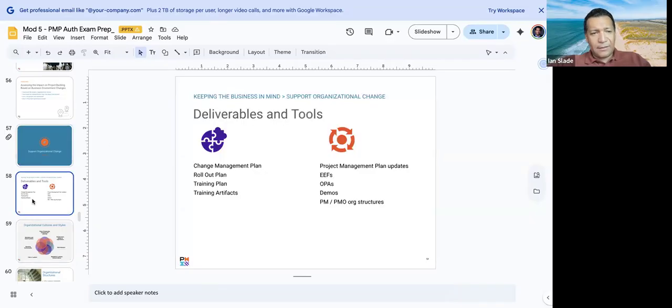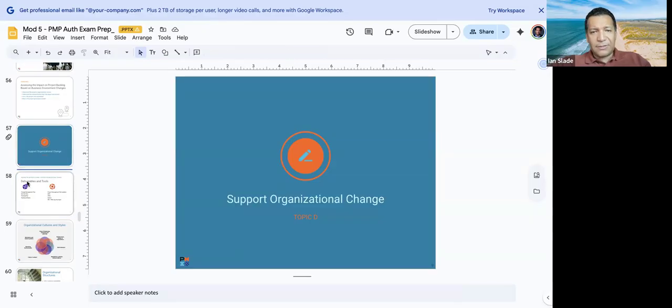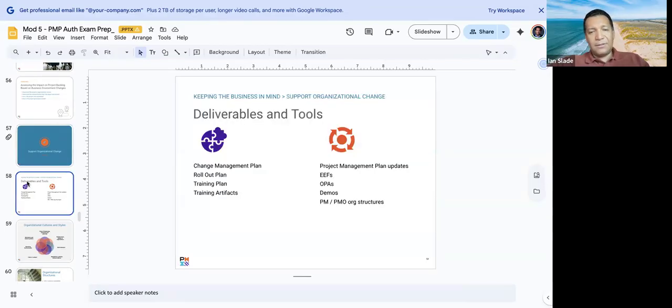Okay. So supporting organizational change. Change management plan, rollout plan. This is more towards activation. Training plan: who's training, what, when, what medium, what supporting documents, training artifacts. These are all the materials that you have, usually on a shared repository. Updates the project management plan.